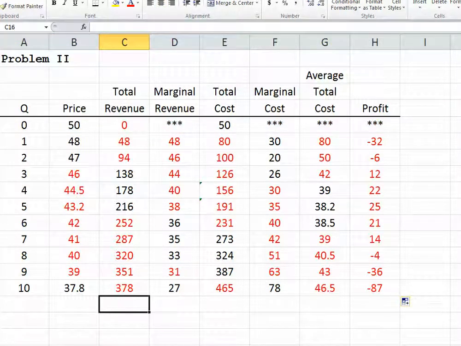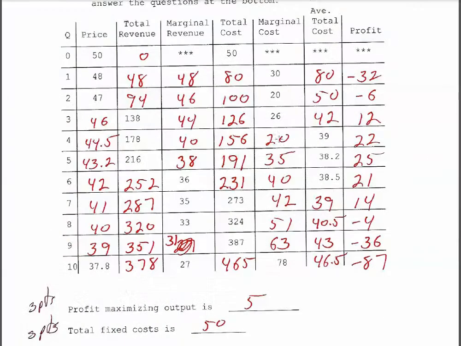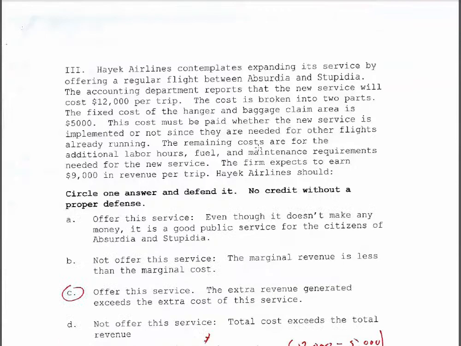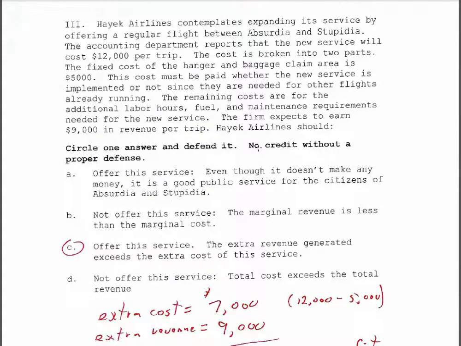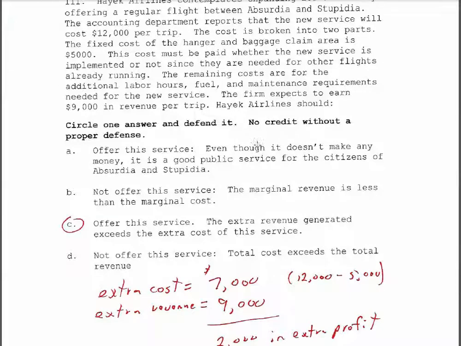We can get rid of that now. So now let's get down to Roman numeral 3. Oh yeah, this was the Hayek airline contemplating a new service. And what you have to realize is that the fixed cost, which was given to be the fixed cost of the hangar and baggage claim area, $5,000, is really irrelevant because they have to pay that whether they implement this new service or not.